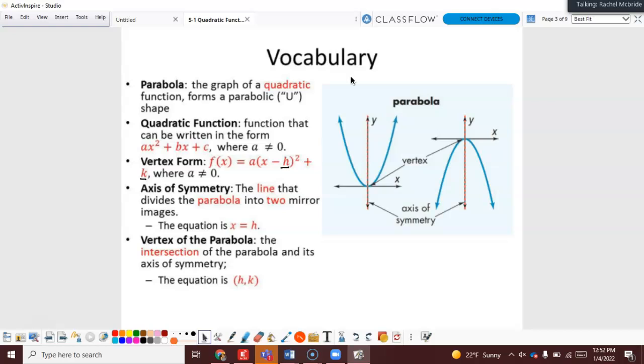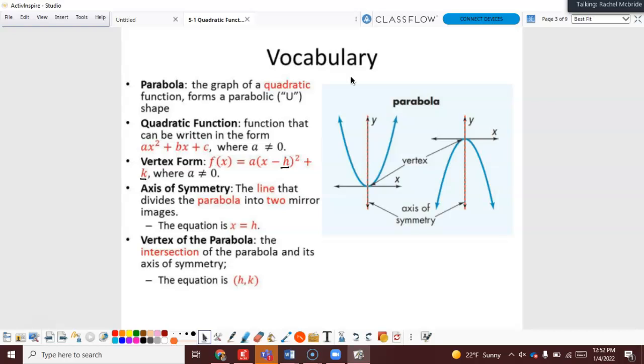So if you have a linear function, the shape of its graph is a line. If you have a quadratic, the shape of its graph is a parabola. A parabola is the graph of a quadratic. It is a U-type shape. The quadratic function can be written in two forms, standard form or vertex form. Standard form is ax squared plus bx plus c.